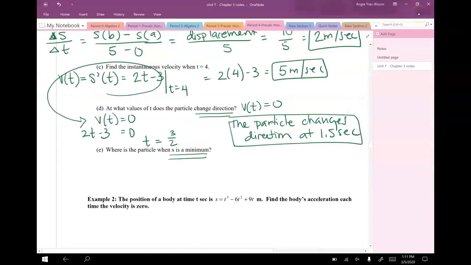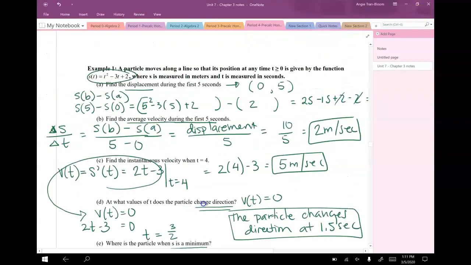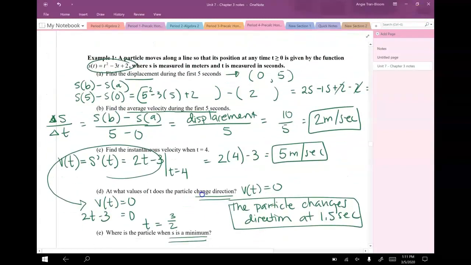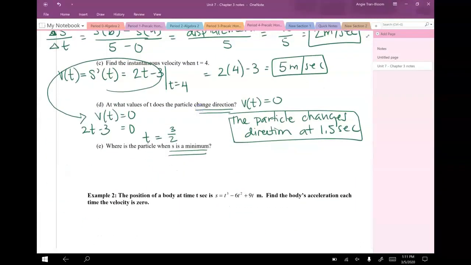Okay, the position was given to you in terms of t squared minus 3t plus 2. So that's a parabola, an opening up parabola. So a minimum is really down here at the vertex. Well, the vertex is when the slope is 0. Well, the slope is 0 when the velocity is 0.